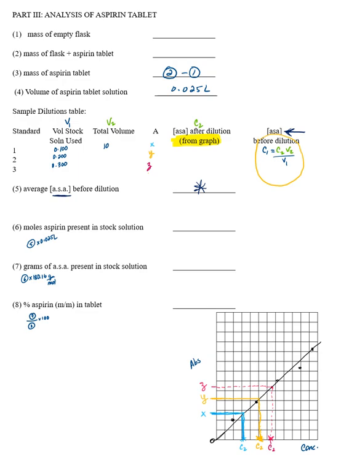Now the last thing that you have to calculate is the percentage of aspirin. Divide what you have in number 7, which is the mass of acetylsalicylic acid in your stock solution, by the mass of your aspirin tablet, which is what you have in number 3, times 100. That will give you the percentage of aspirin in the aspirin tablet, which was the objective for this experiment, to determine how much aspirin you have in an aspirin tablet.